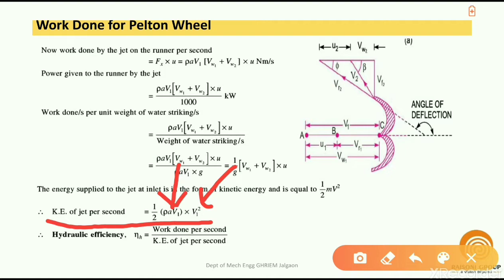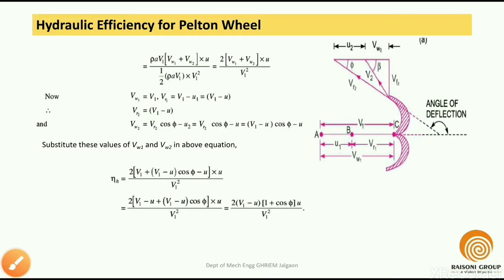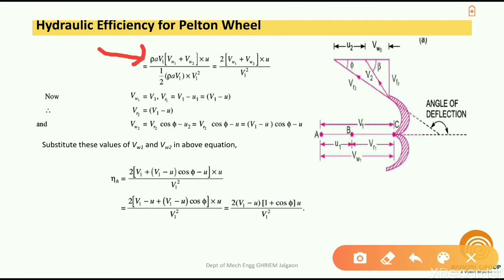Now if you want to find the hydraulic efficiency, you know that the hydraulic efficiency is equal to work done per second divided by kinetic energy of the jet per second. The work done per second we have already calculated: rho a v1 (vw1 plus vw2) multiplied by u, divided by kinetic energy, 1/2 into rho a v1 into v1 square. If we simplify this, rho a v1 will get cancelled, and it will become 2 multiplied by (vw1 plus vw2) into u divided by v1 square.